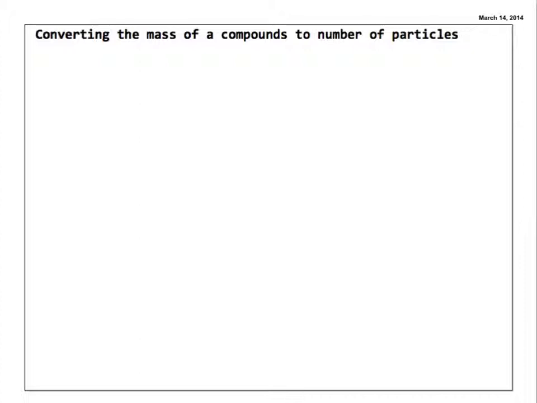So now that we know how to find the molar mass of a compound and convert between mass and moles of compounds, we can go from mass to particles or particles to mass using the 2-step conversions.